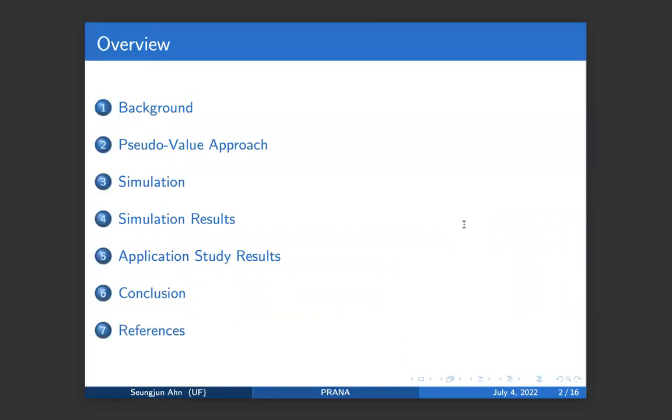As a quick overview, we have slides for the background, the pseudo-value approach, simulation, and results of the simulation and the real data application.